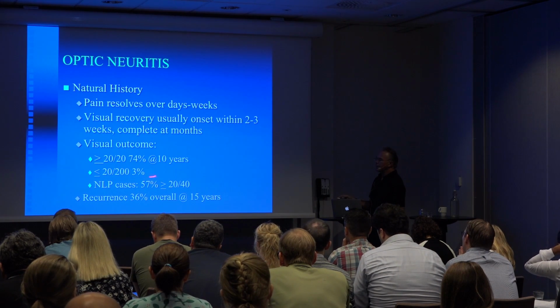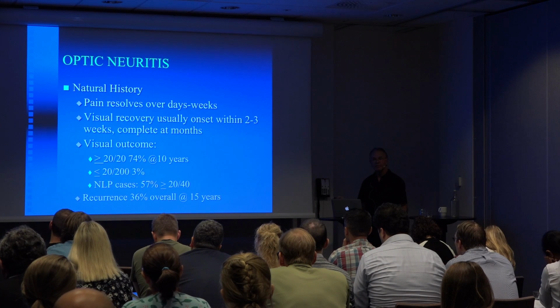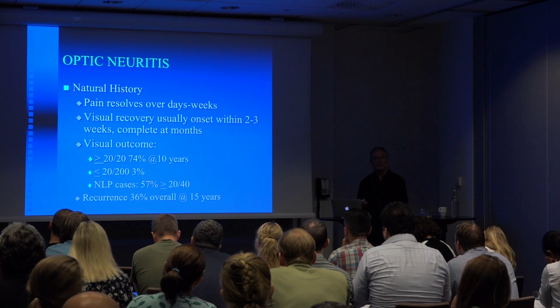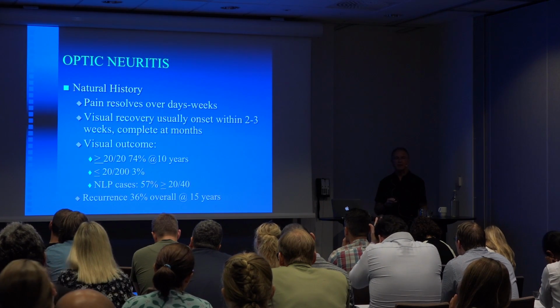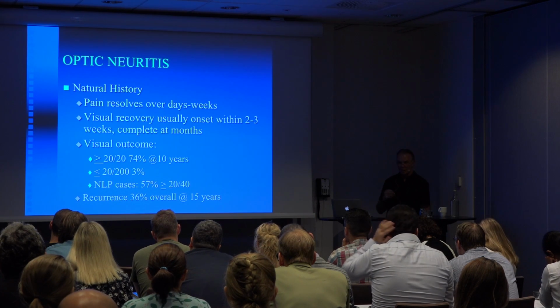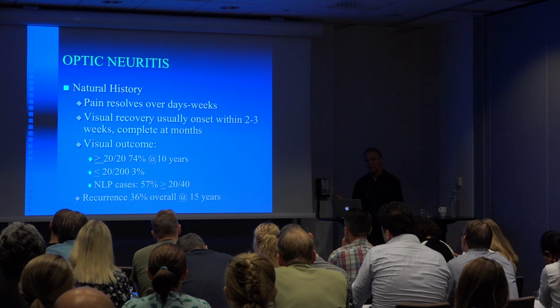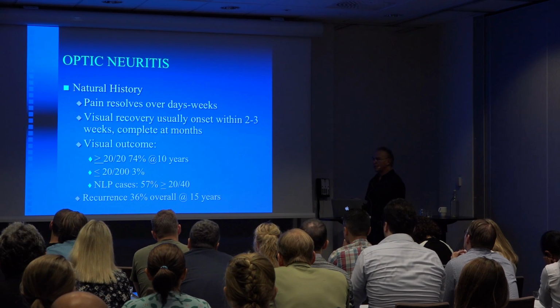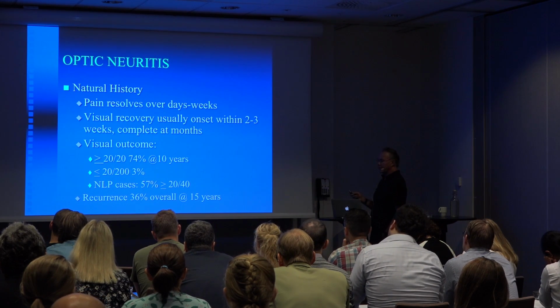This is a reminder that not all of them get better. So don't tell your patient 100% your optic neuritis is going to go away, your vision is going to come back, because there's a small percentage, even though most of them will get better, some of them are not going to get better. So you don't want to give them a false assurance that everybody gets better from this.